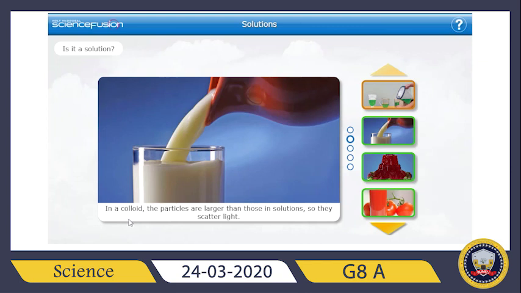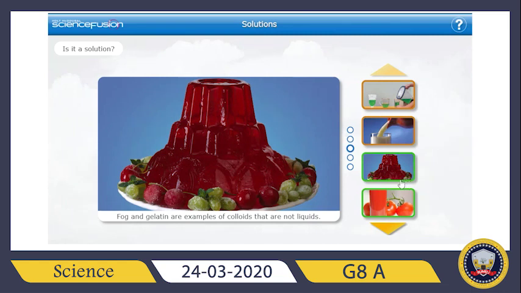We call this a colloid, and the particles are still larger than the particles in a solution, and they can scatter light. They are not looking unified. They are not looking transparent. In milk, we can't provide a transparent vision, right? But still, it is a homogeneous mixture. It is looking unified. Or what we have as gelatin. It is also a colloid. It is a colloid in solid form.